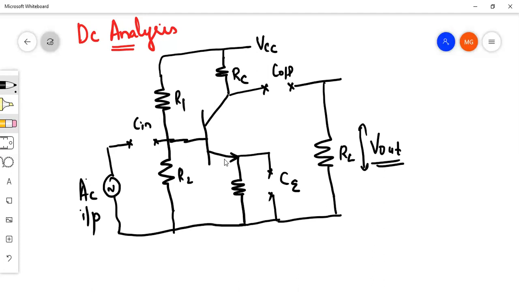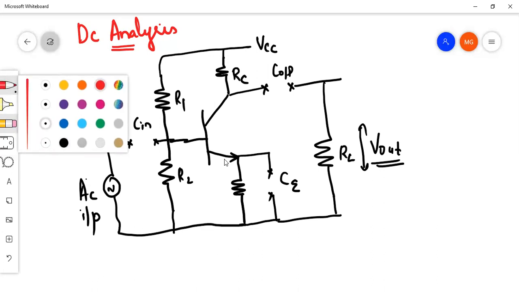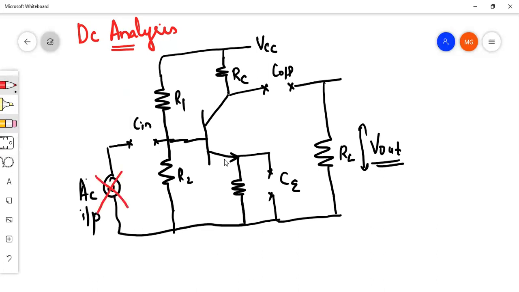If we open circuit this input capacitor, the AC input has no relevance here. Because it is open circuit, this AC input has no relevance to the circuit. And if we open circuit this output capacitor, the V output or the RL does not have any relevance to the circuit, because it is an open circuit and there is no connection to this part. So output and input don't have any connection to the DC analysis. Since both capacitors are open circuited, we need not consider the input or the output.